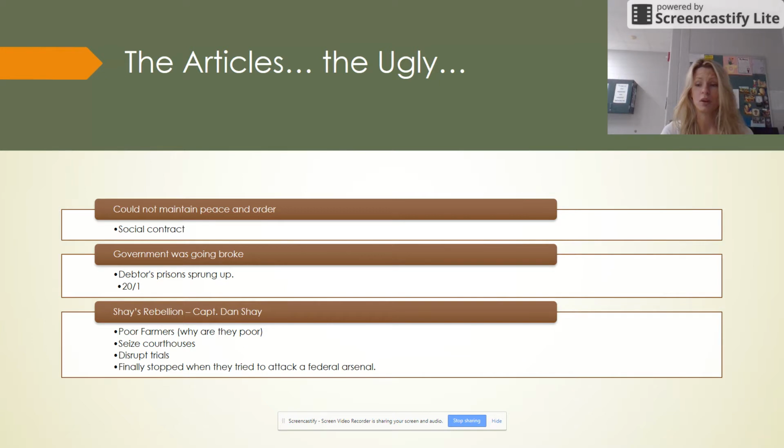This is going to lead to one of the events in American history that is pretty important. It's called Shays' Rebellion, and it's led by Captain Dan Shays.